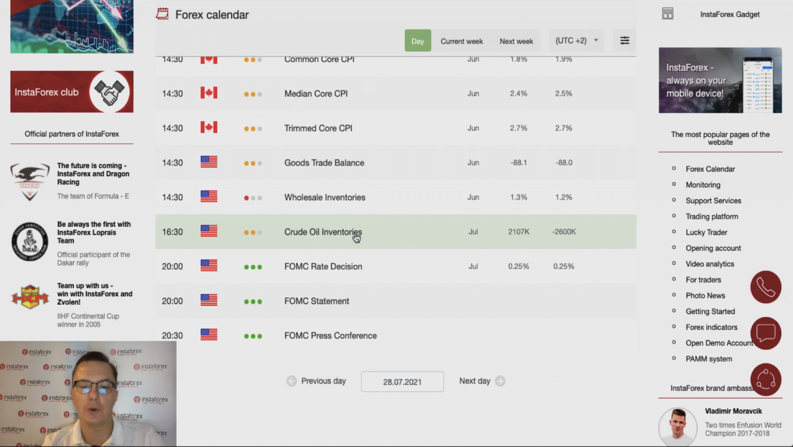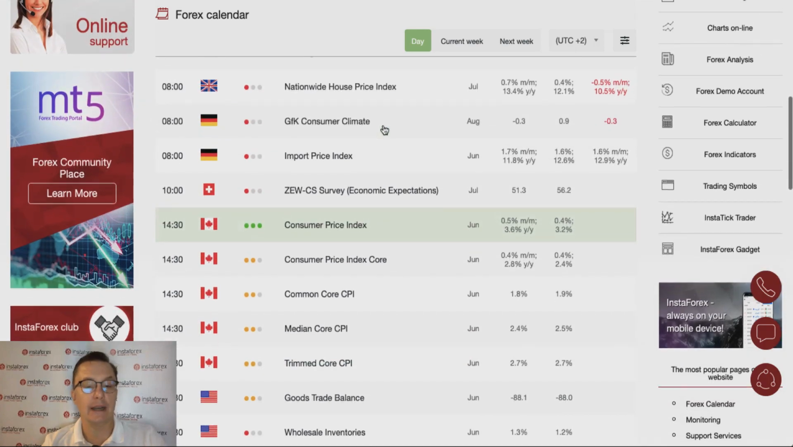Canada. Crude oil inventories at 4:30, and of course the highlight of the day, the FOMC interest rate decision, statement and press conference scheduled at 8 o'clock. This is the key data for today. The market participants expect FOMC to leave the interest rates at the level of 0.25%. So, kind of a busy day today.